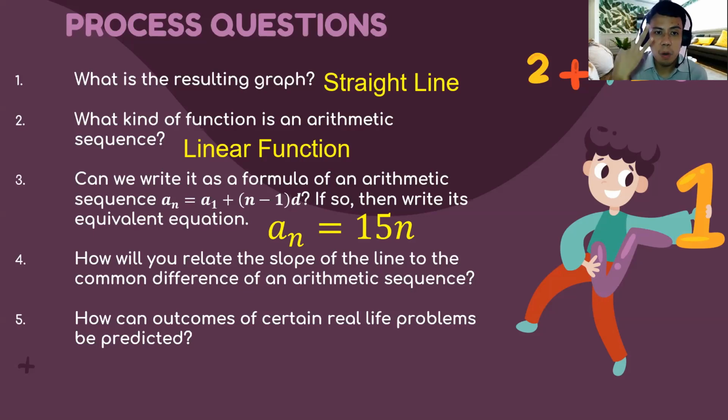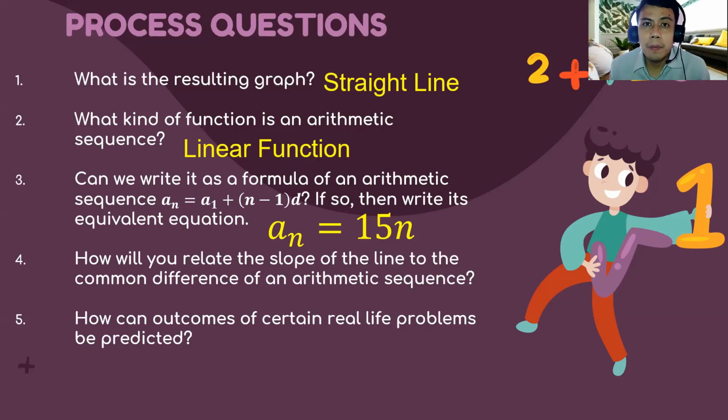Let's proceed to number 4. How will you relate the slope of the line to the common difference of an arithmetic sequence? Now, going back to your grade 8 lesson, how do we get the slope of the line? That is how steep the line is. If the line rises to the right and falls to the left, it has a positive slope. When the line falls to the right and rises to the left, it has a negative slope.